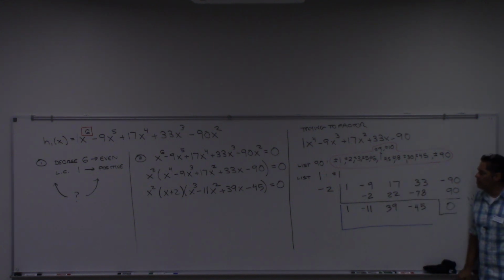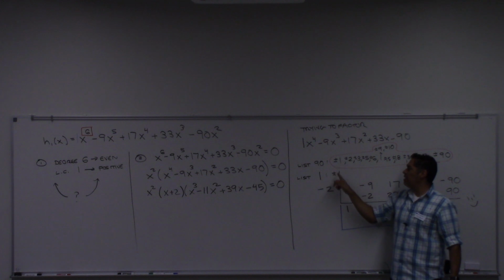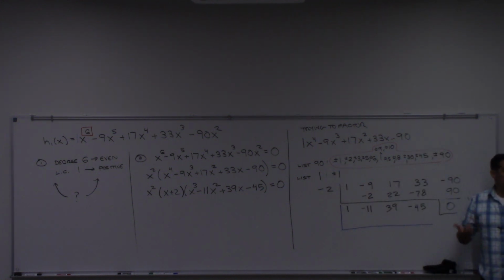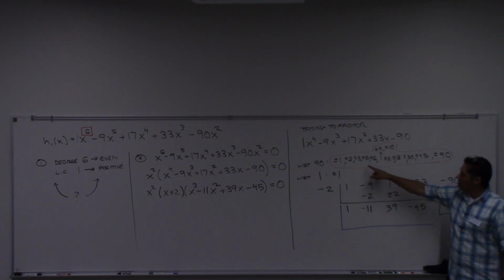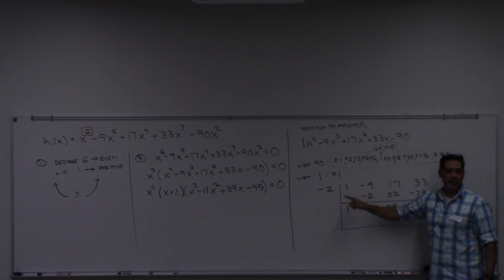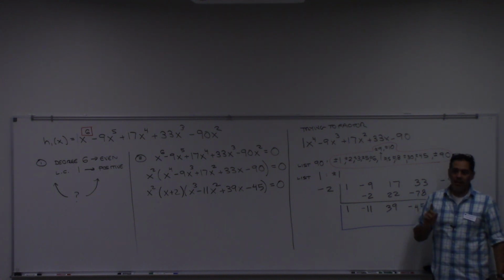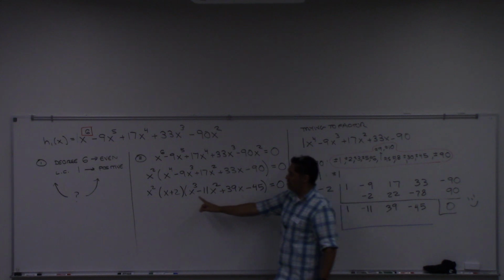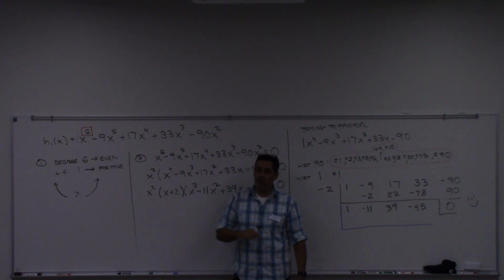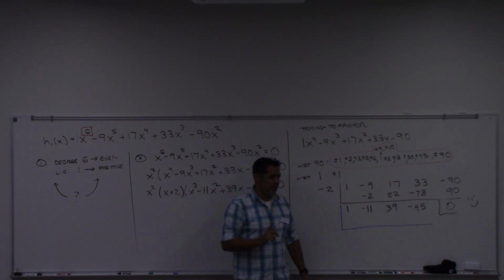So what numbers should I use? We tried 1, it didn't work. We tried -1, it didn't work. We tried 2, it didn't work. -2 worked. What should I do next? You would think 3, right? Actually, you have to check -2 again. -2 could work twice, because what if this multiplicity is 2? Then you might have another x plus 2 in here. So you've got to check -2 one more time. All right, don't forget to do that.